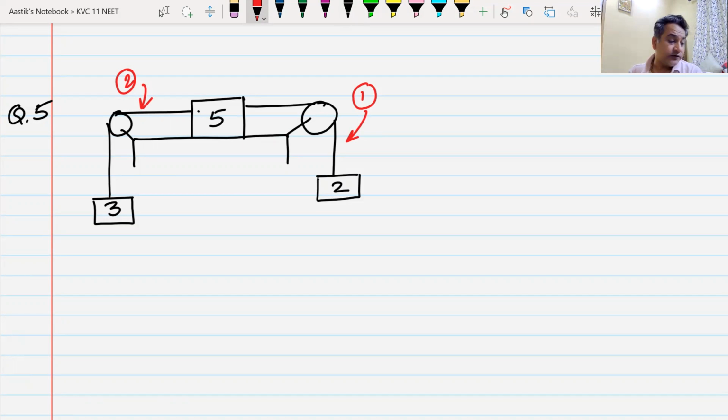Anyways, where will this system move? A 3 kg block is this side, a 2 kg block is this side, and a 5 kg block is somewhere in between. See, this is not physics, this is common sense. Where will this system move? You can tell me either the 3 kg block will move downward or upward, and according to that, everything moves.